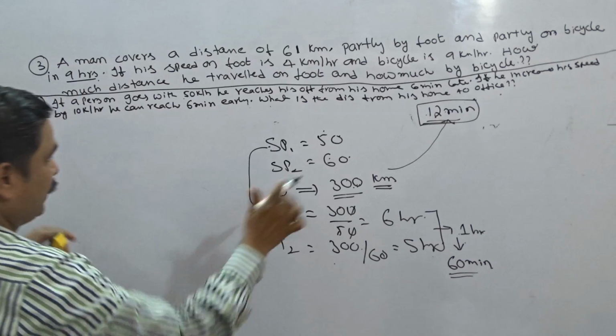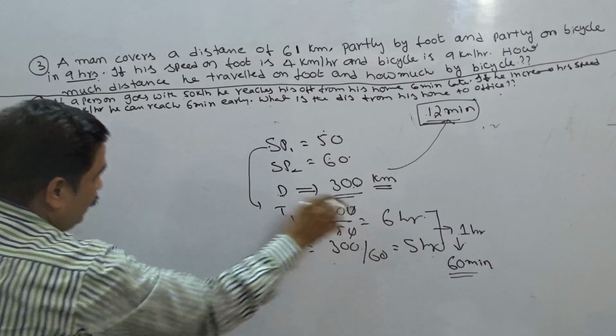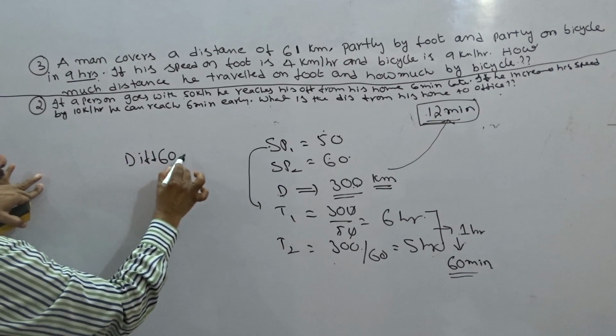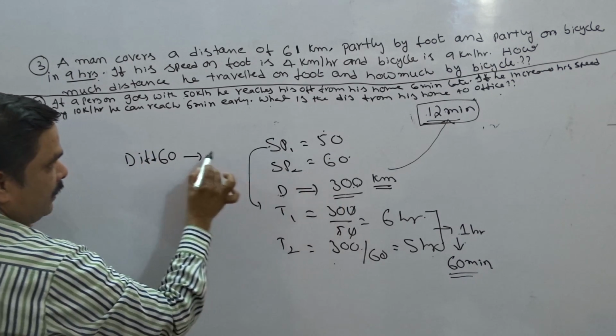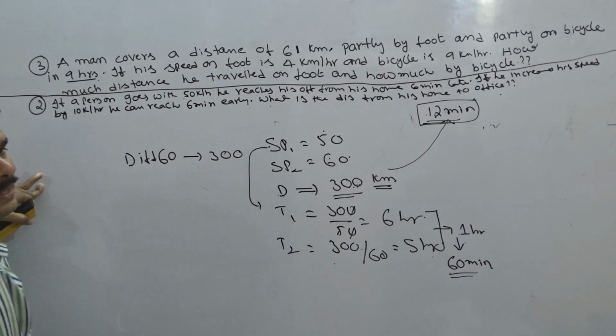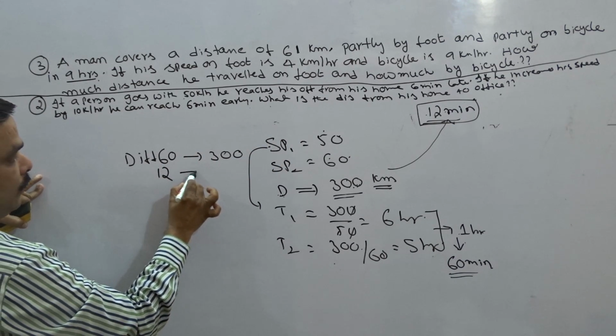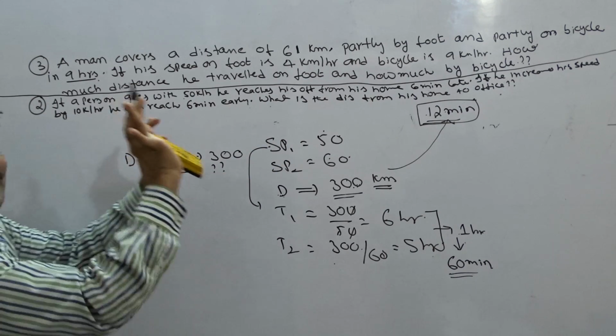Now how to go for this one? I am writing here. When the difference is 60 minutes, the distance I have imagined is 300 kilometers. When the difference is 12 minutes, what should be the actual distance?